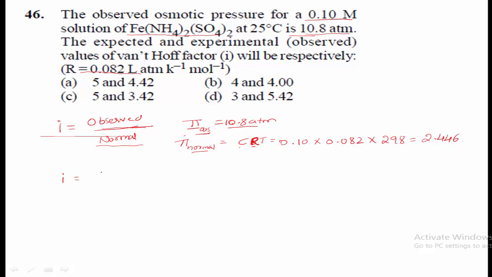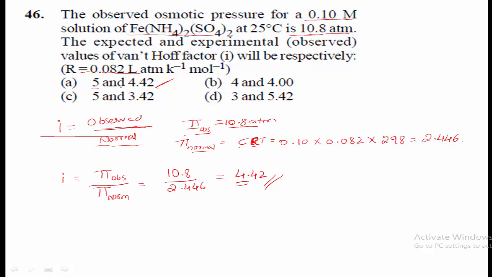So i is equal to observed osmotic pressure divided by normal osmotic pressure. Substitute the values: 10.8 divided by the normal osmotic pressure 2.446. Upon solving you will get 4.42. So which option is right here? Option A. They have asked for the expected and experimental values. The experimental value that you have calculated is 4.42. Among these four options, 4.42 is present only in option A, and hence there is no need to find the expected value, that is 5.